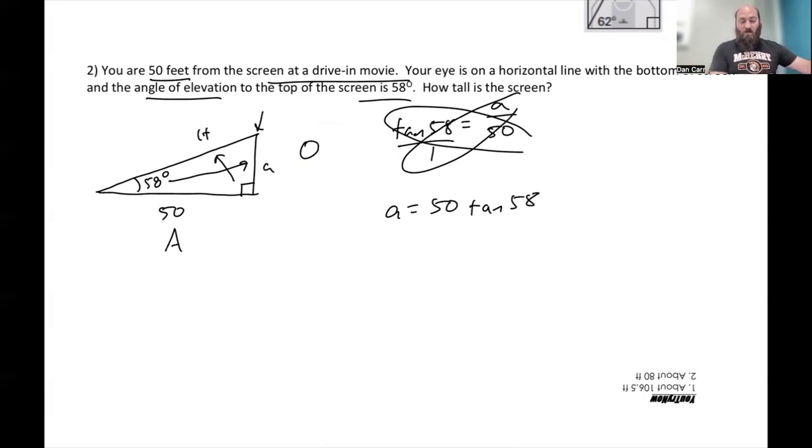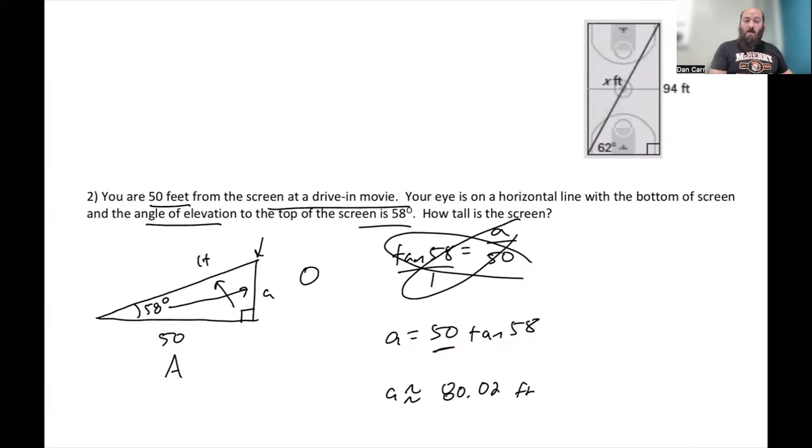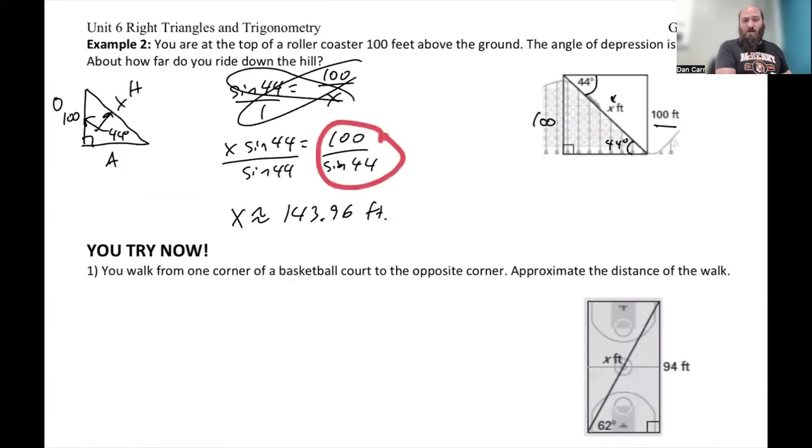I highly, highly suggest you put the number in front of your trig. It's very easy to make a mistake if you put it afterwards, because it gets calculated a little bit weird. If you always put it in the front, so you do 50 multiplied by the tangent of 58 degrees, there are fewer mistakes that can happen. When I do that, I get A to be about 80.02 feet for the height, or about 80 feet when you look at your key at the bottom. So just make sure if you ever have to multiply with your trig, put the number in front. If you are dividing with the trig, it doesn't really matter. Just put that in your calculator the correct way.